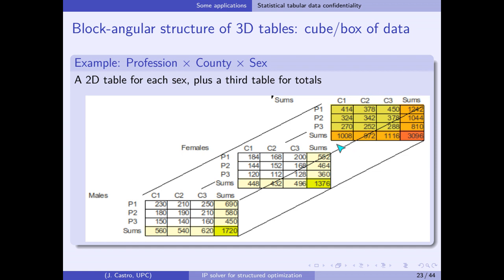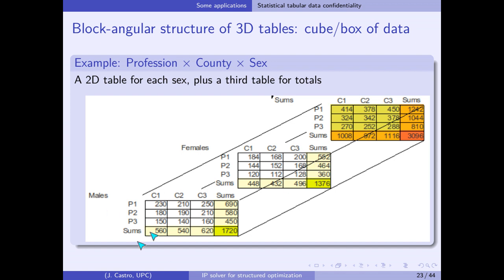So this is basically a box of data. Okay, this is a tensor, a box of data. When you publish that, and you go to this tabular adjustment problem, and you start to add perturbations, you have to guarantee that you add other changes such that the sums by rows and by columns are equal to the totals, but also the sums by the third dimension are equal to the totals. So this is a problem that has a block angular structure.